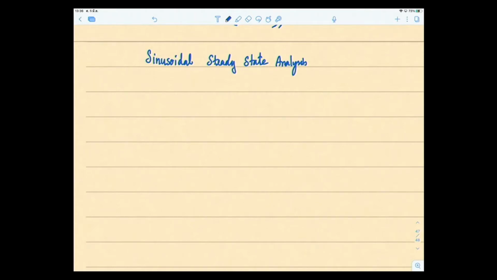And these topics will be on sinusoidal steady state analysis, or AC circuit analysis at steady state. We're going to analyze AC circuits at steady state.